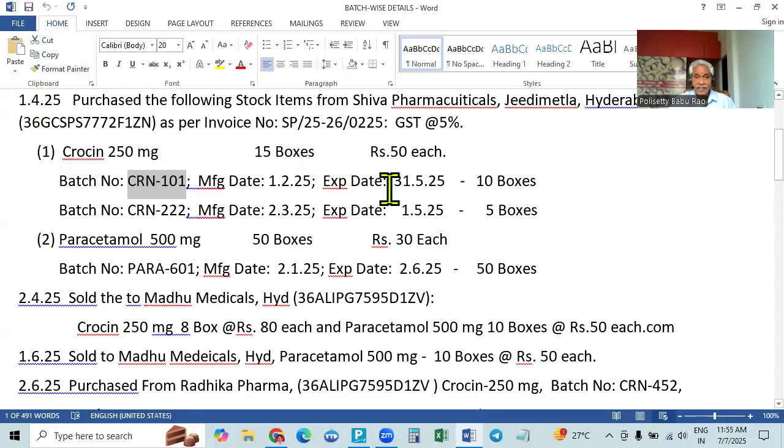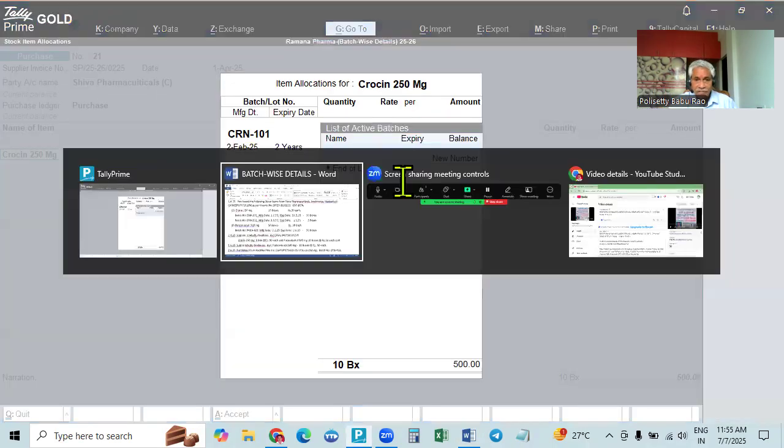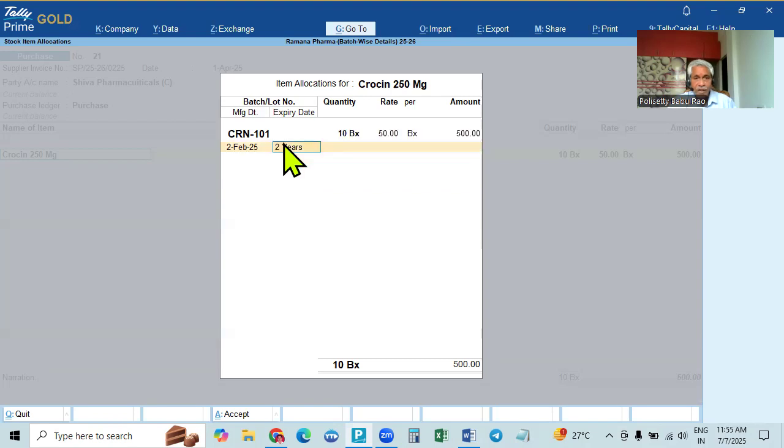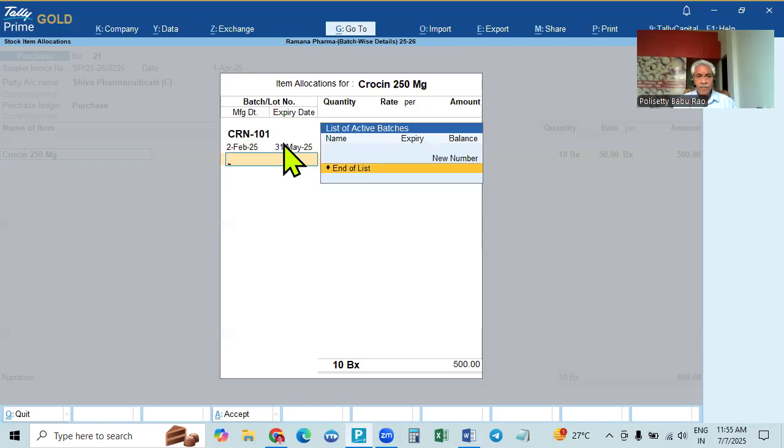Generally, in the case of some medicines, the expiry will be given like 6 months. But mostly a date will be given. When there is a date, we have to take the date only. That is 31/5/25. So this is over, and end of list will come out.